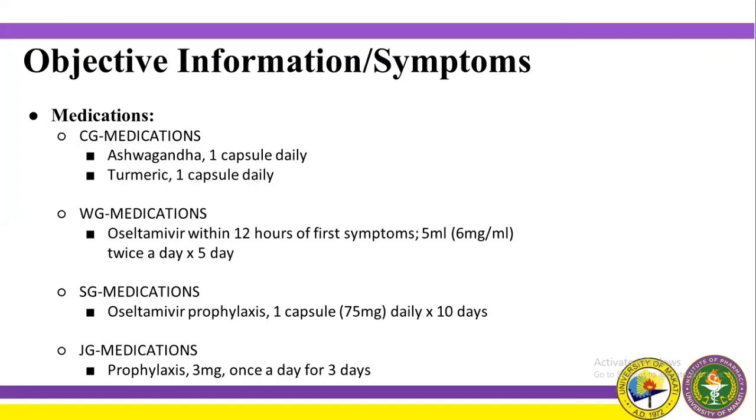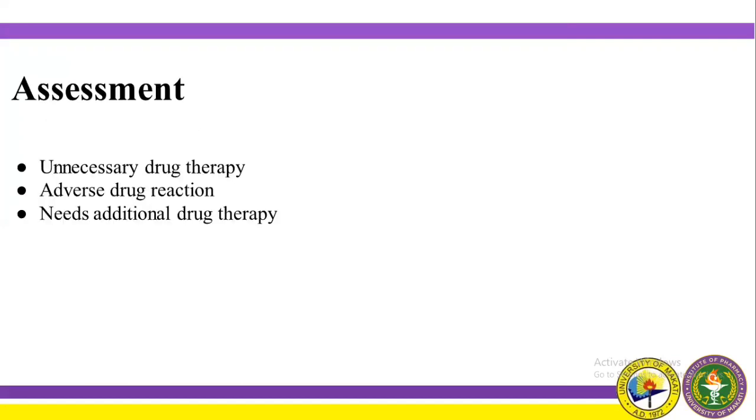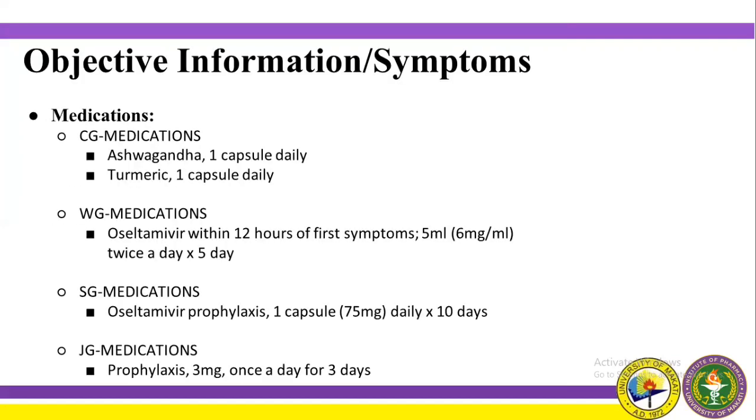For SG, she began taking oseltamivir prophylaxis, 1 capsule, 75 milligrams daily for 10 days. And for JG's medication, prophylaxis 3 milligrams once a day for 3 days. And the succeeding slides will be reported by Miss Althea Alquilar.